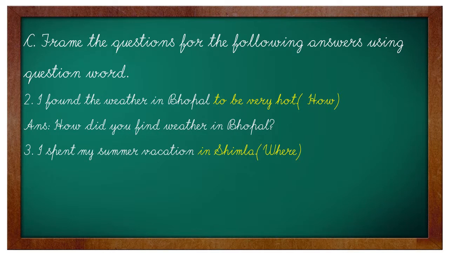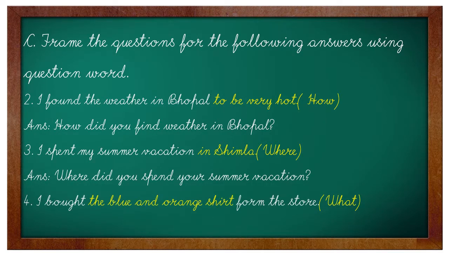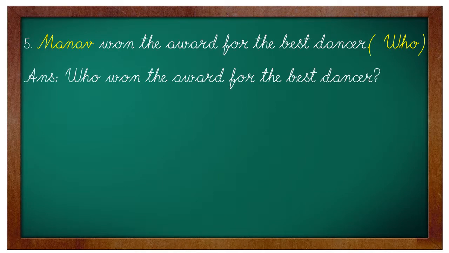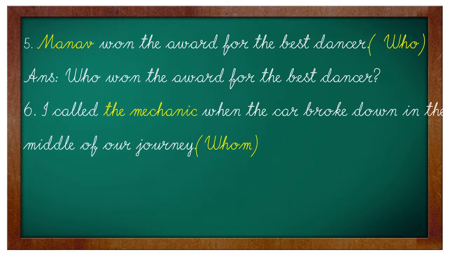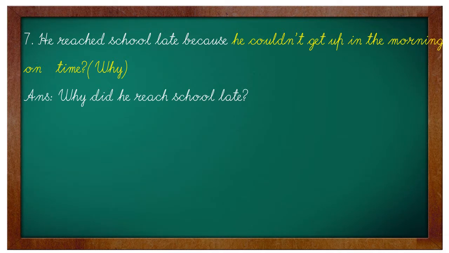Third one, I spent my summer vacation in Shimla. Where did you spend your summer vacation? Fourth one, I bought the blue and orange shirt from the store. Answer, what did you buy from the store? Seventh one, he reached school late because he couldn't get up in the morning on time. Answer, why did he reach school late?